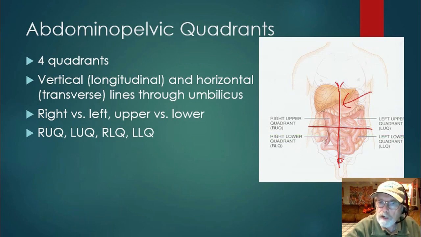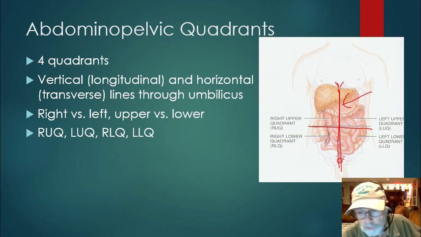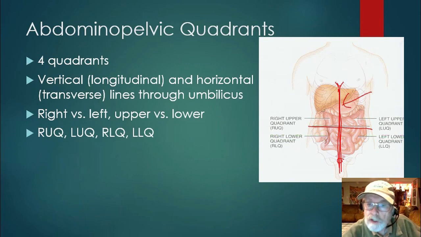So that vertical line runs from the xiphoid through the umbilicus, or the belly button or the navel, whatever you want to call it. It runs that vertical line straight down. Then the horizontal line is much simpler. All I do is make a perpendicular line to that vertical line right through the umbilicus. So now I have quadrants, and this one up here is called the right upper quadrant. There's the left upper quadrant.